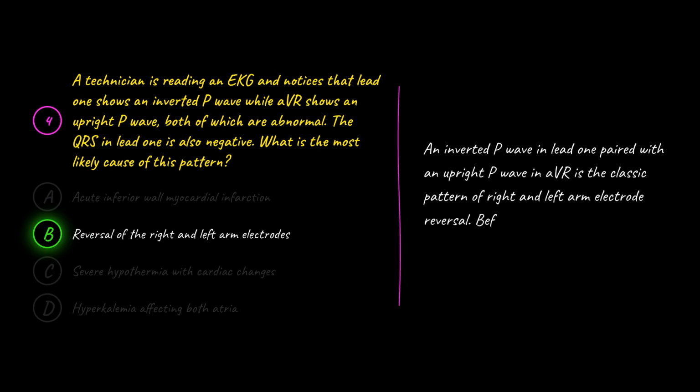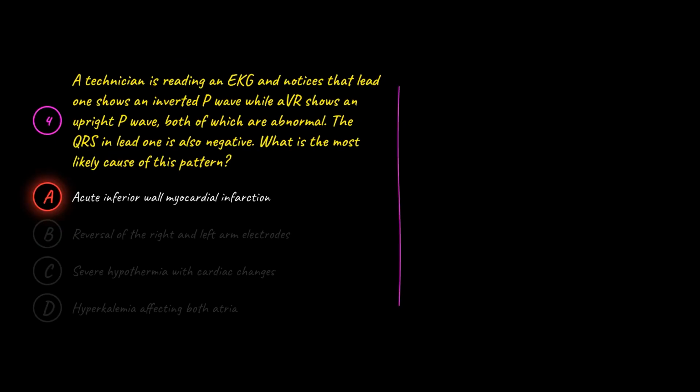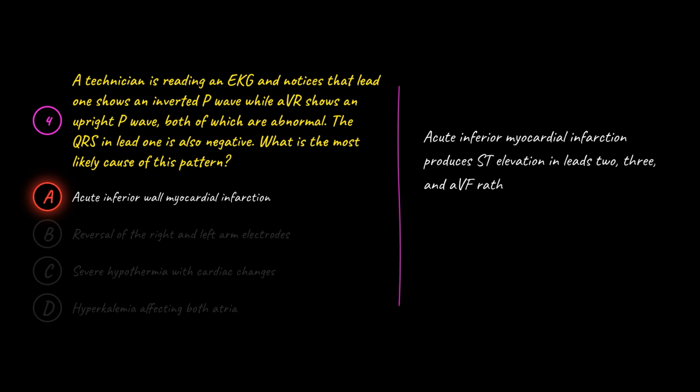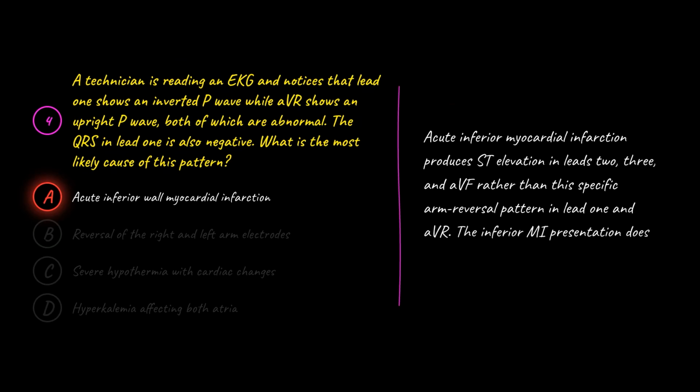Before assuming a clinical diagnosis, the technician should check electrode placement and re-record. A is wrong because acute inferior myocardial infarction produces ST elevation in leads 2, 3, and AVF rather than the specific arm reversal pattern in lead 1 and AVR. The inferior MI presentation does not match the described findings.